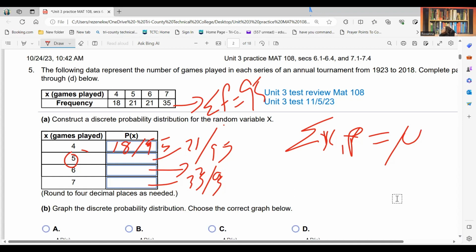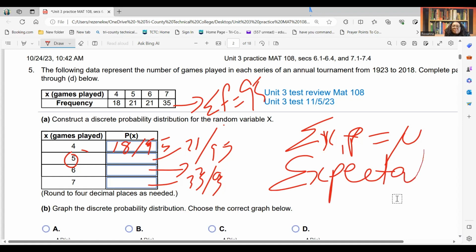The mean of a probability distribution is also called expectation. So the question can say, find the expectation. Expectation is the same thing as the mean. So if you're told to find the expectation, it means find the mean.